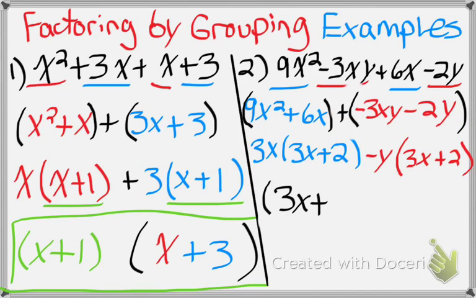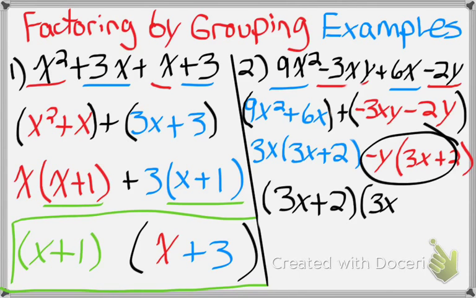So if we pull out a 3x plus 2 out of the whole thing, out of this one, we're left with just 3x. We'll have just a 3x right here. And if you pull it out of this one, you'll be left with just negative y, or minus y. So in fact, this is your full factoring. 3x plus 2, all of that times 3x minus y, these are your two factors.